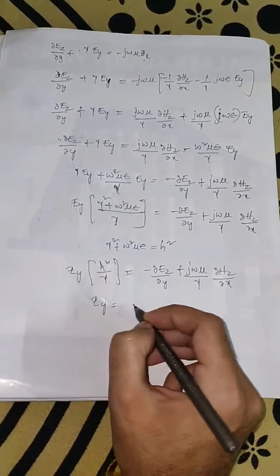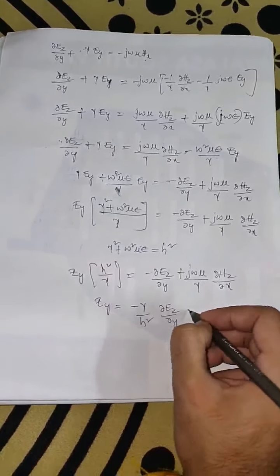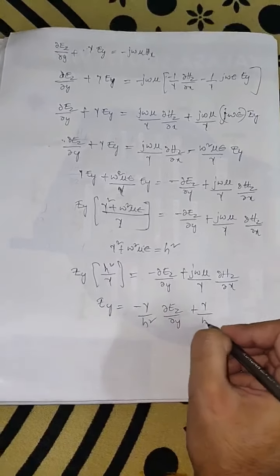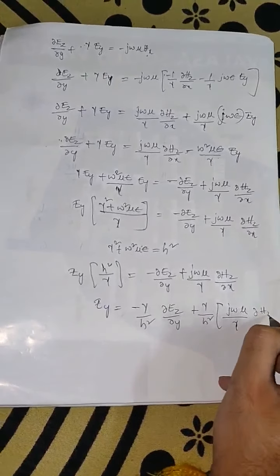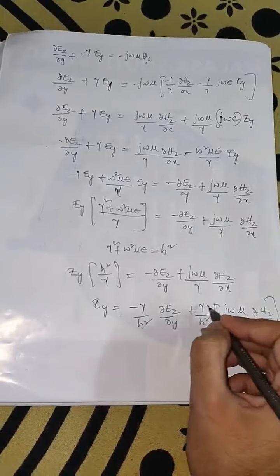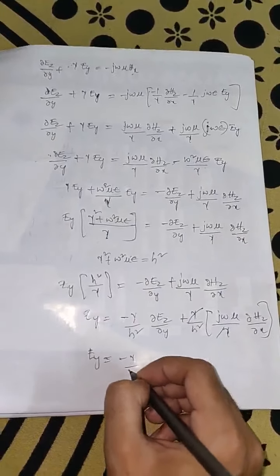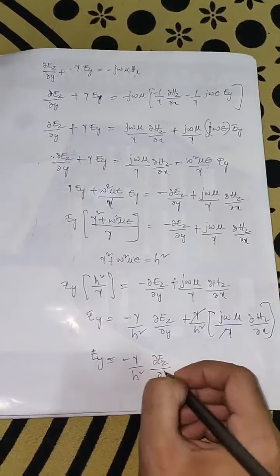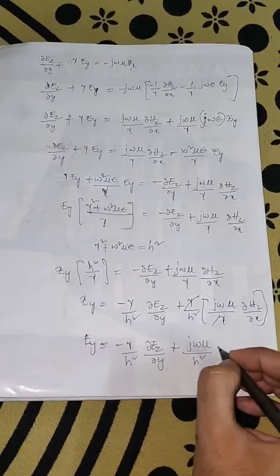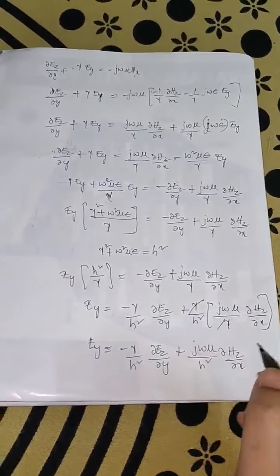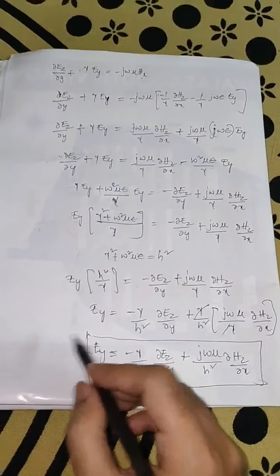So Ey can be obtained as minus γ/h² ∂Ez/∂y plus γ/h² jωμ/γ ∂Hz/∂x. So here γ gets cancelled. So Ey is equal to minus γ/h² ∂Ez/∂y plus jωμ/h² ∂Hz/∂x. So this is the Ey equation obtained. This is the final value of Ey.